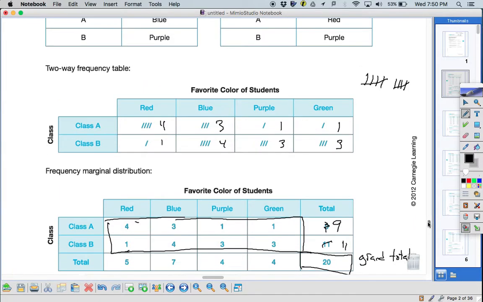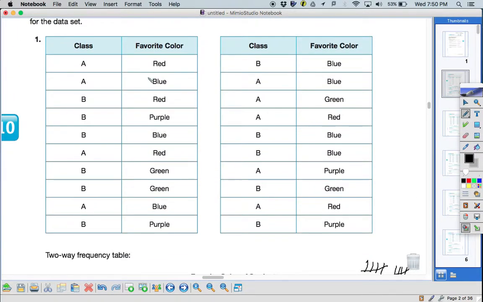And that makes sense because when we went back up to the top, there is 1, 2, 3, 4, 5, 6, 7, 8, 9, 10 times 2 is 20. There are 20 items up here. So that's a good check to make sure you haven't missed something.